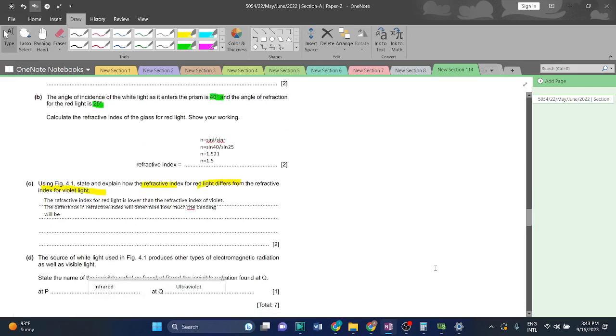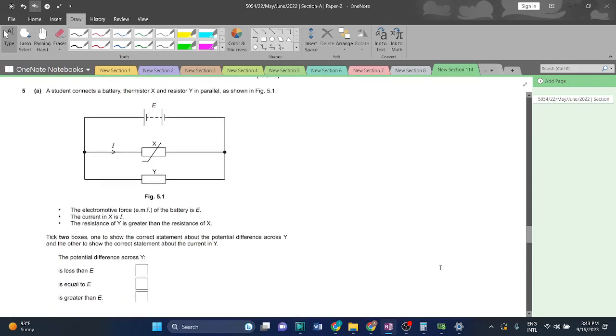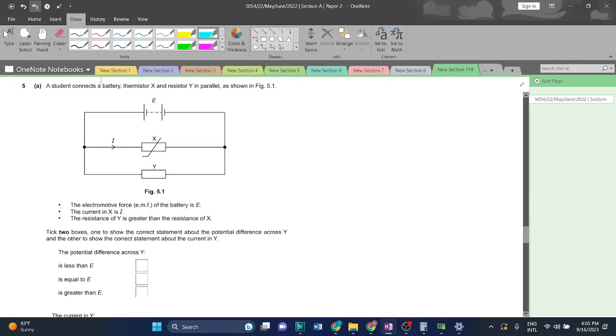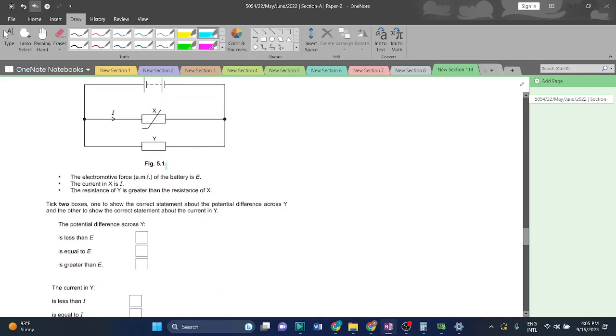Let me write it like this. Let's move on to question number 5. A student connects a battery, thermistor X and resistor Y in parallel as shown in figure 5.1. This is the battery, this is thermistor X and this is resistor Y in parallel to that. The electromotive force EMF of the battery is E. The current in X is I. The resistance of Y is greater than the resistance of X.